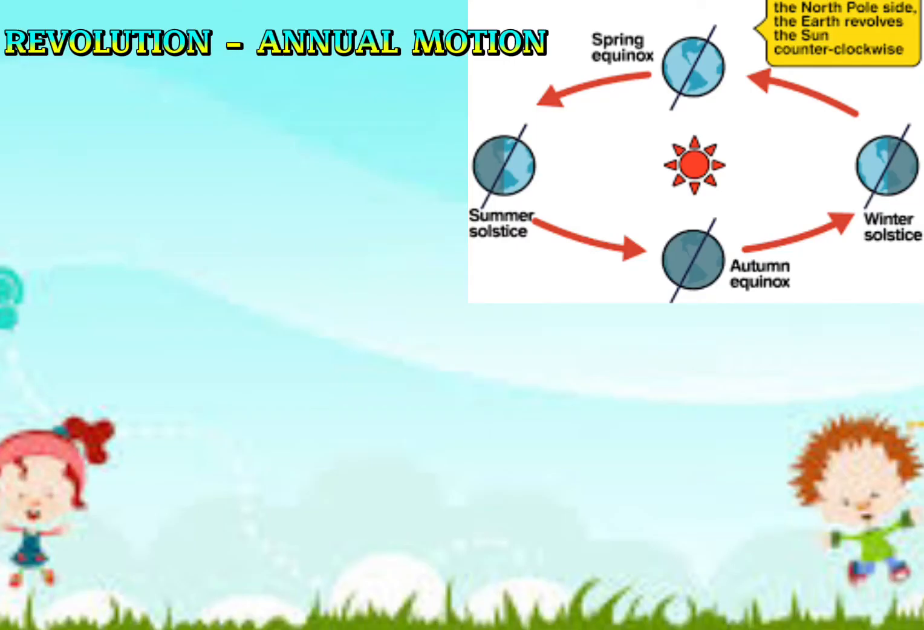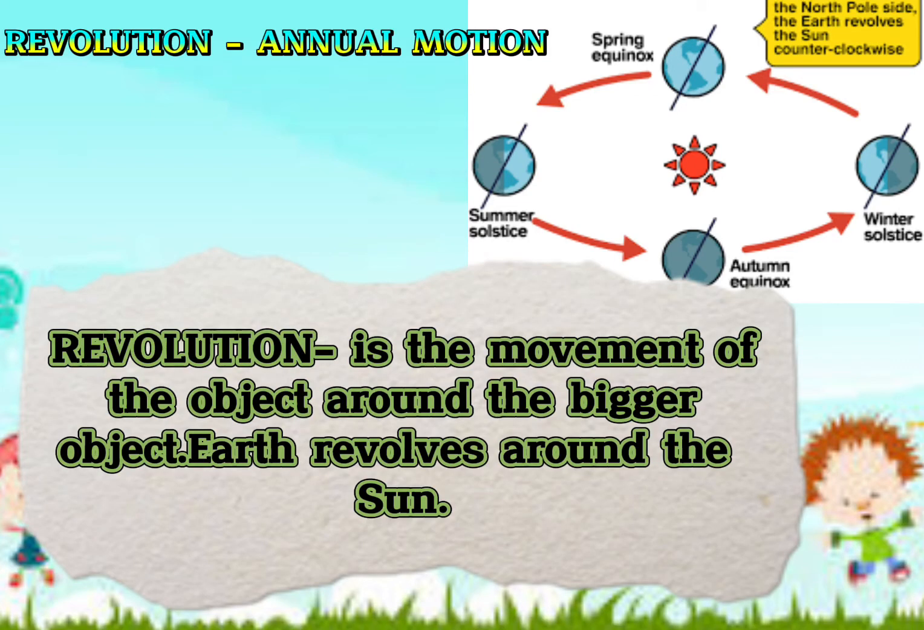Now let's proceed to the revolution of the Earth in annual motion. So let's define what revolution is. Revolution is the movement of the object around the bigger object. Earth revolves around the Sun.